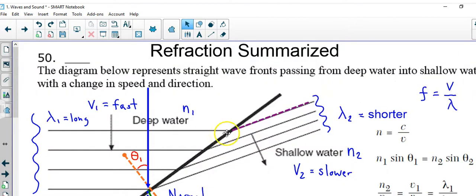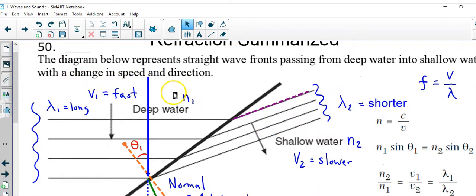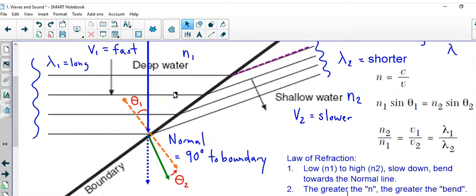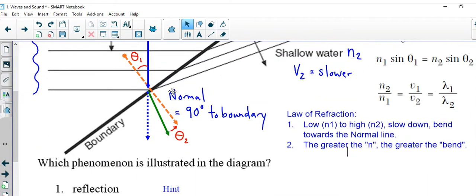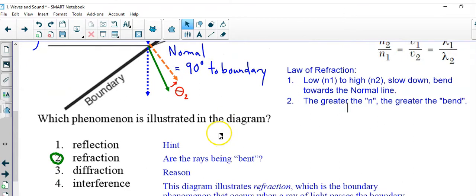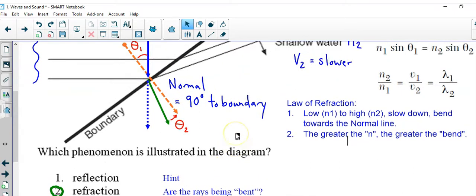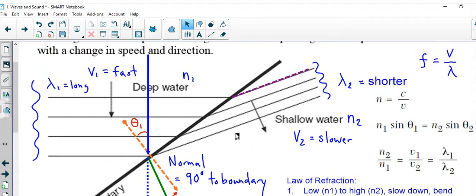Now, I've chosen this problem because there's a wonderful teaching diagram from one of the physics regions. The refraction summarized. The diagram below represents a straight wave front passing from deep water into shallow water with a change in speed and direction. We're going to explain this diagram in tremendous detail. They want to know what phenomenon is illustrated in the diagram. Well, the answer is simply refraction, but we're going to have to explain all of that starting right now.